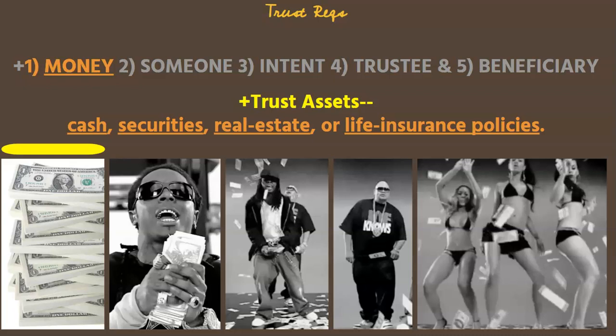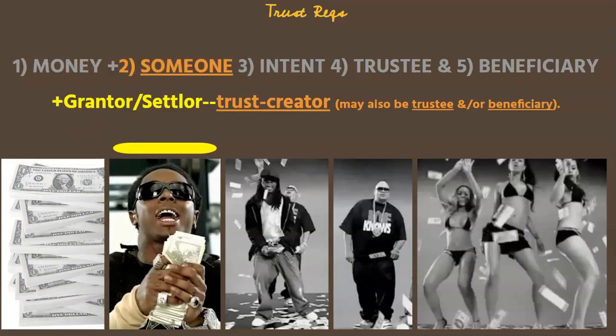1. Money. These are trust assets. These can be cash, securities, real estate, or a life insurance policy. Then you need someone. 2. Someone. This is called the grantor or the settlor. This is the trust creator. May also be the trustee and or the beneficiary.